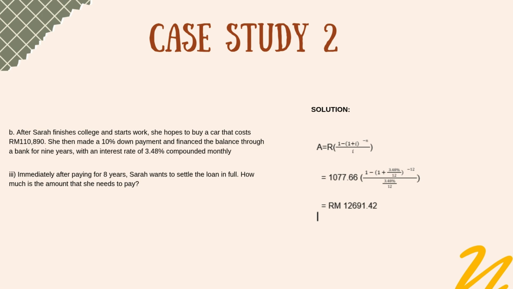equals 12 months remaining. So, we use the present value of an ordinary annuity formula, which is A equals R multiplied by [1 minus (1 + i)^(-n)] divided by i. Substituting the values, A equals 1,077 ringgit and 66 cents multiplied by [1 minus (1 + 3.48% over 12)^(-12)] divided by 3.48% over 12. The result is 12,691 ringgit and 2 cents.